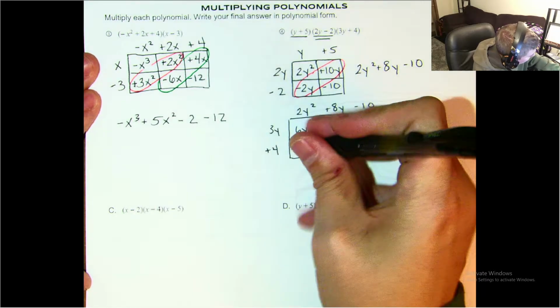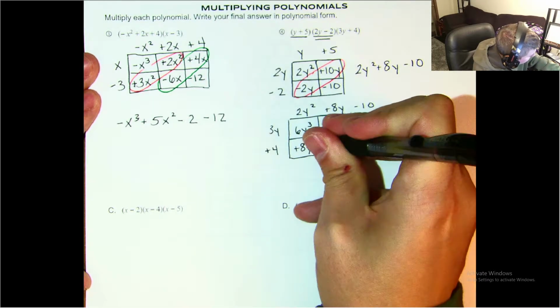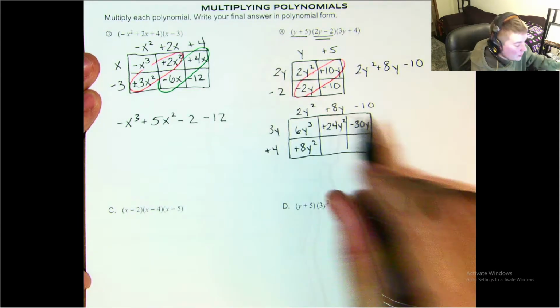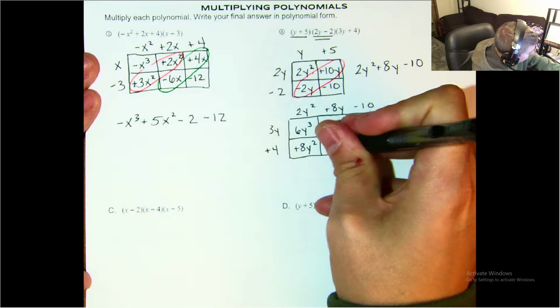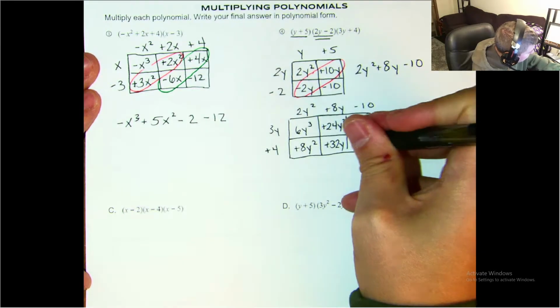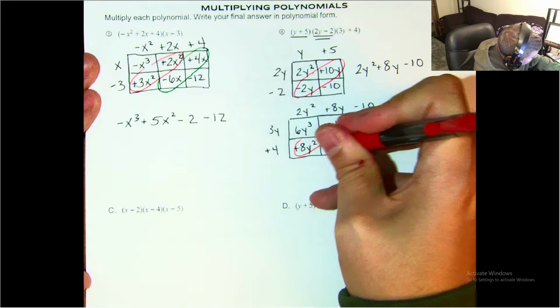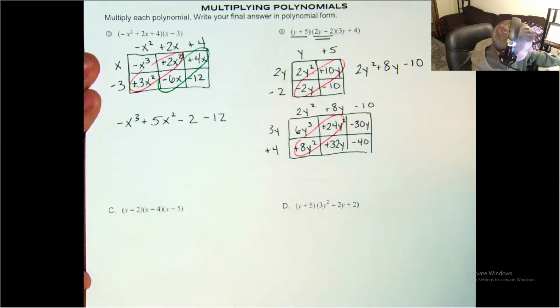4 times 2y squared, I misspoke, that is 8y squared. 4 times 8y, that would be 32y. And 4 times negative 10 is negative 40. And again, I have some like terms here in my diagonals.